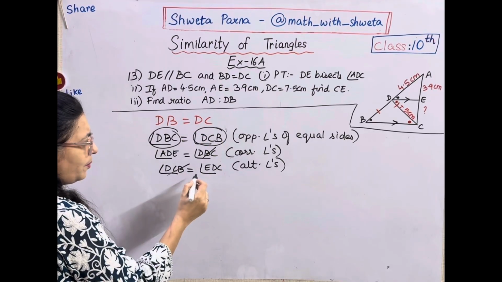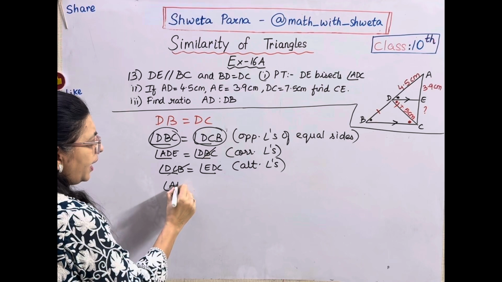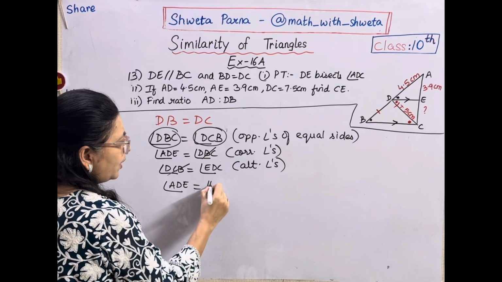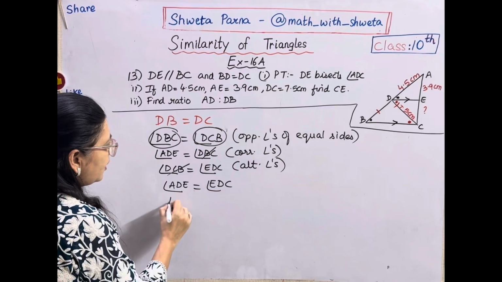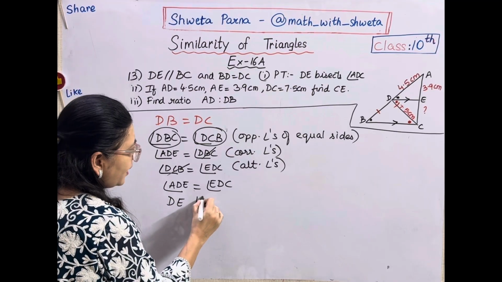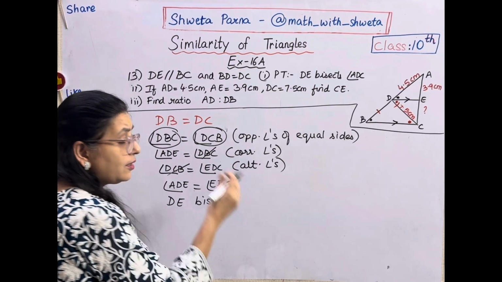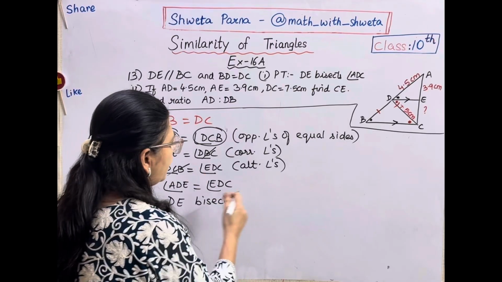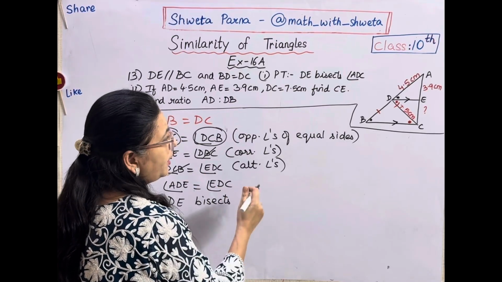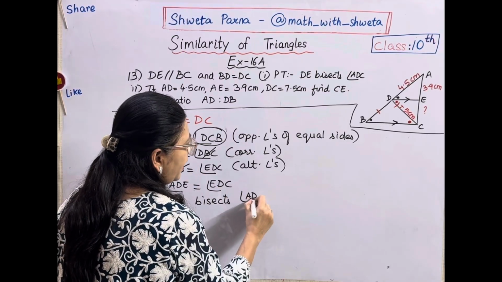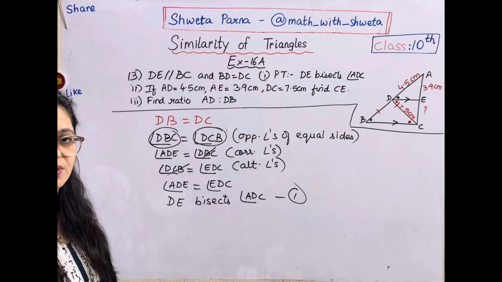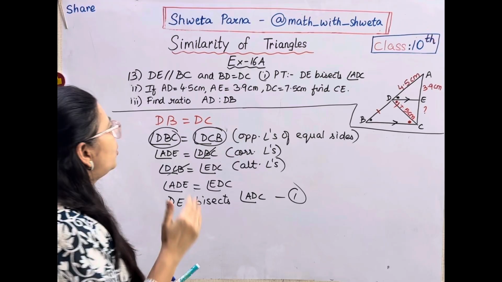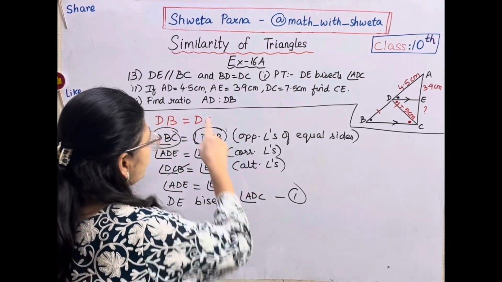In short, what does it mean? It means that angle ADE is equal to angle EDC. That means DE bisects. Bisects means it cuts into half. आधा में cut करता है. DE bisects angle ADC. This is the first part of the question which we have proved. Is this part clear? Come on, now let's go to the next one.